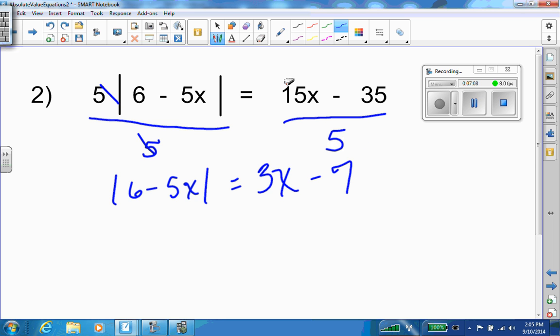Once we isolate the absolute value, our second step is to create two problems. So our first problem just drops the bars: 6 minus 5x equals 3x minus 7.